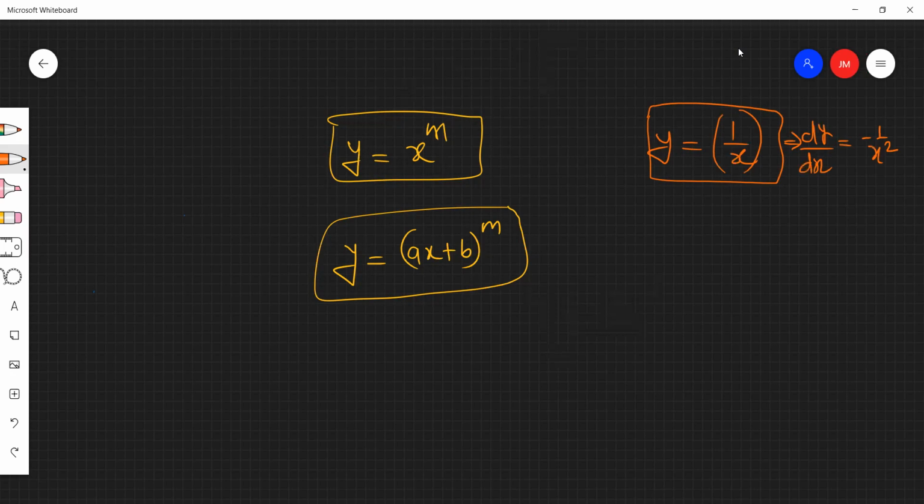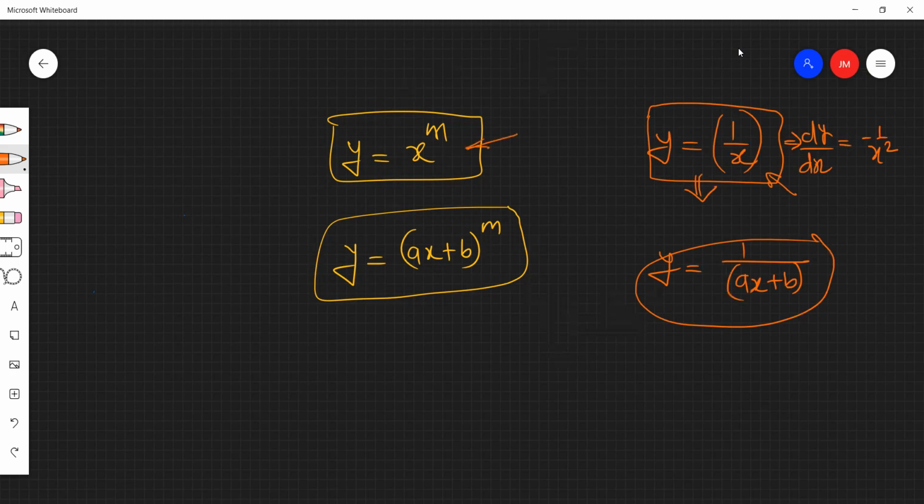So I will find the nth derivative of 1 upon x, using which you could all find the nth derivative of 1 upon (ax plus b). The technique will be the same. As using this, you found the nth derivative of this, here using this, we will find the nth derivative of this. So let us begin with it.